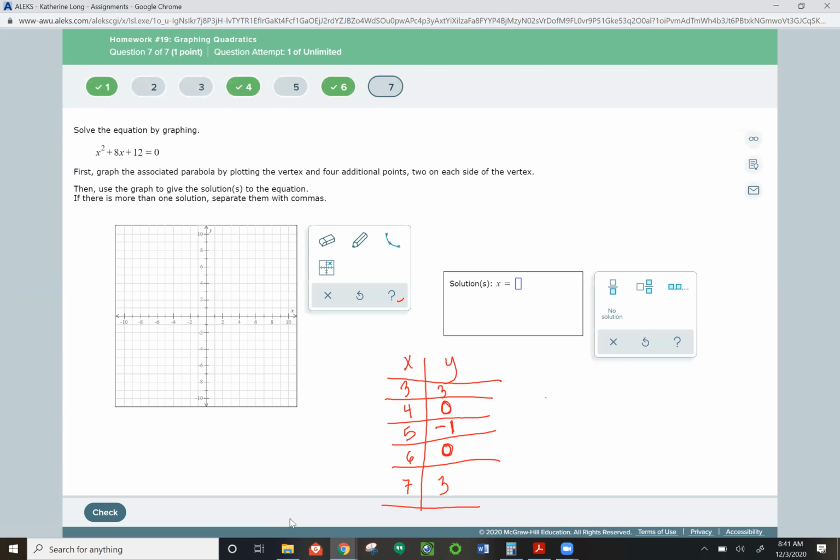Finally, number 7. Number 7 is the exact same, okay? So if you guys have any more questions on these, just let me know.